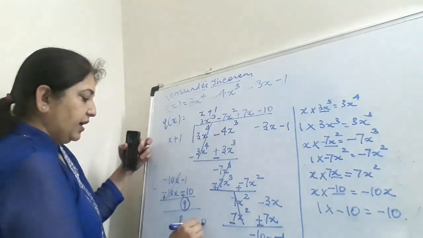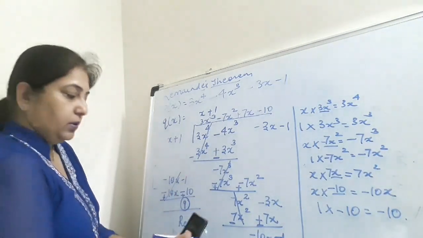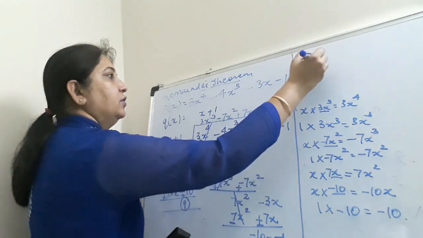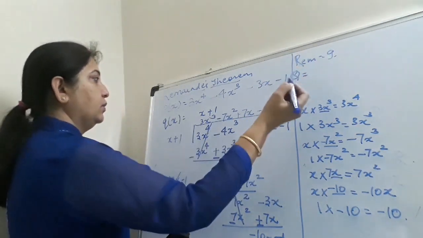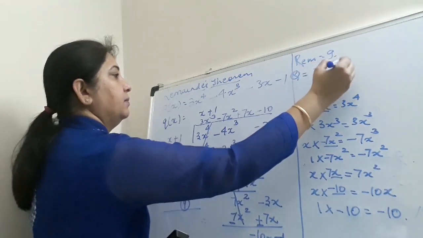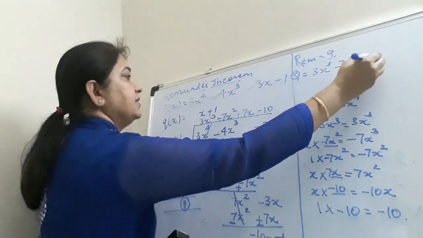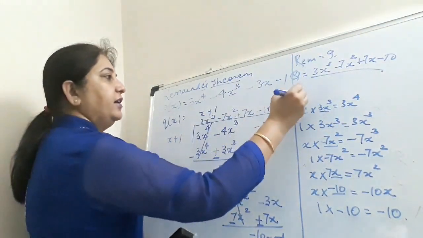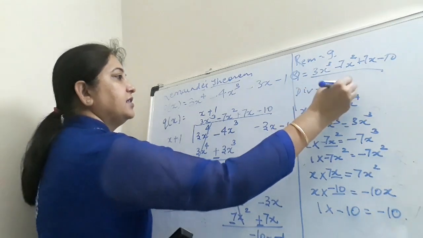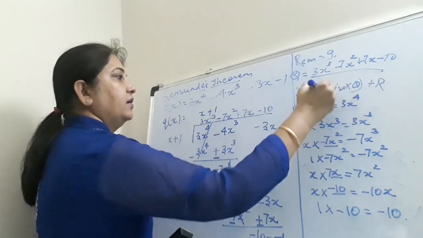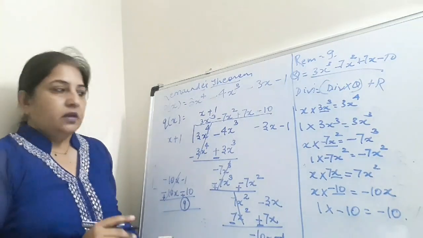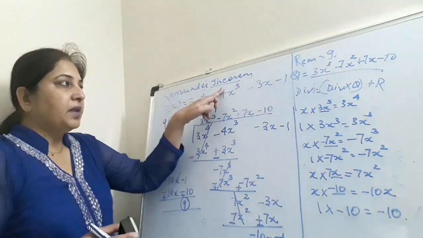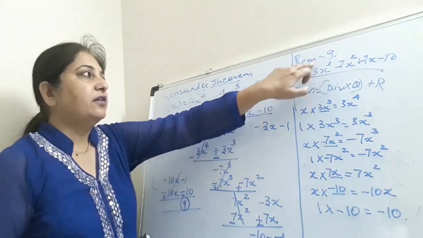So remainder is 9. Remainder is equal to 9, and quotient is equal to 3x cube minus 7x square plus 7x minus 10. And what is the method we can check? Dividend is equal to divisor into quotient plus remainder. That means this is the complete method of the remainder theorem, and this is the answer. Quotient is this and remainder is 9.